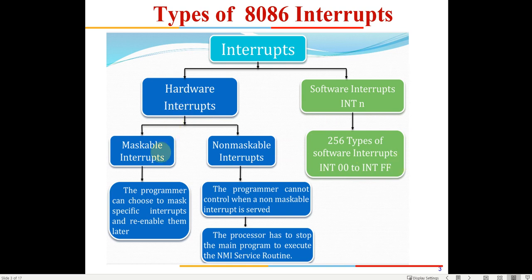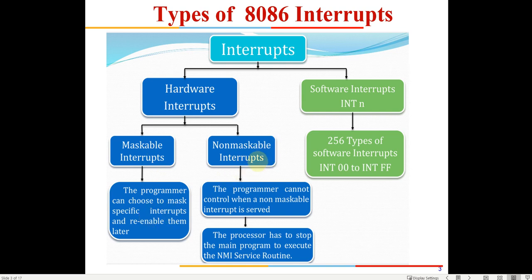So there are two types of hardware interrupts. One is maskable interrupts. We studied what a maskable interrupt is when we studied the flags. In the flag register there is one flag which is known as the interrupt flag. If that interrupt flag is set to 0, then even if this hardware signal is sent, the microprocessor will not implement this interrupt, will not service this interrupt. You can call it that way.